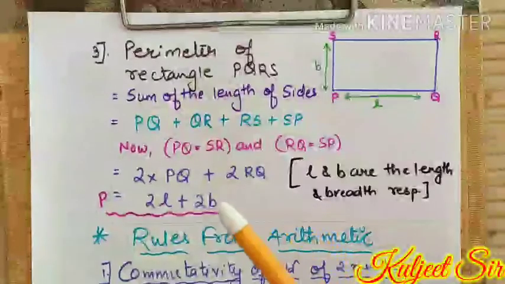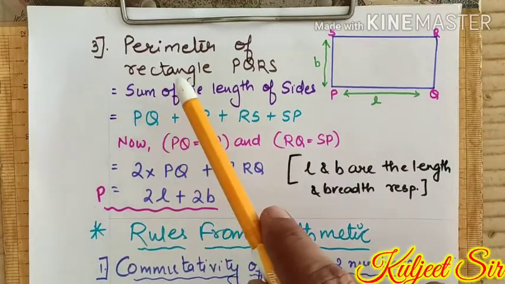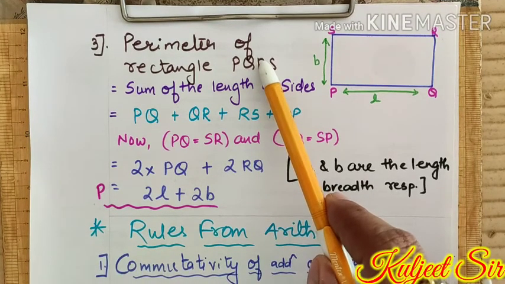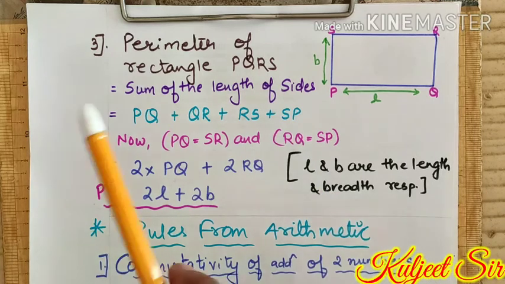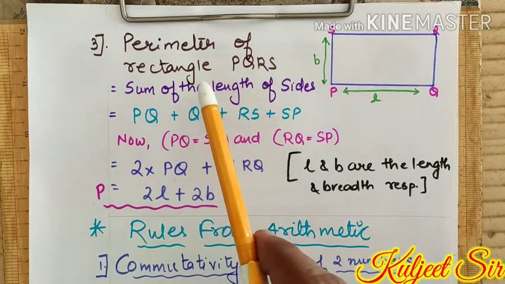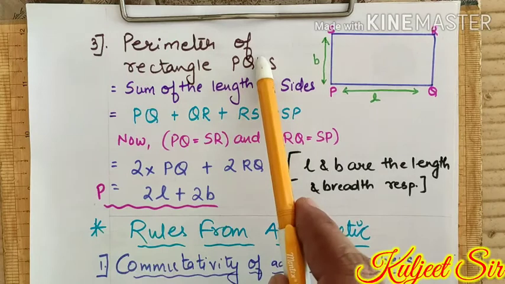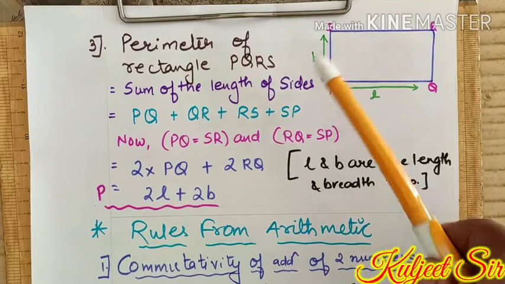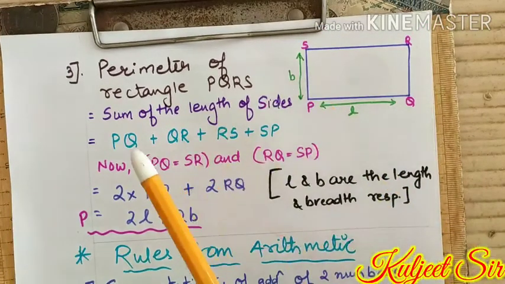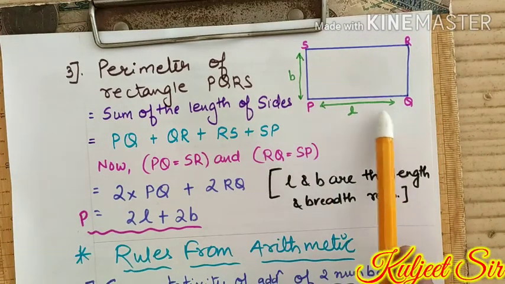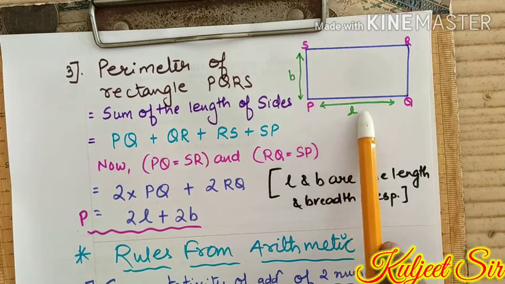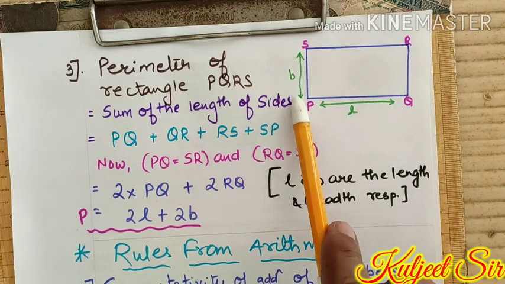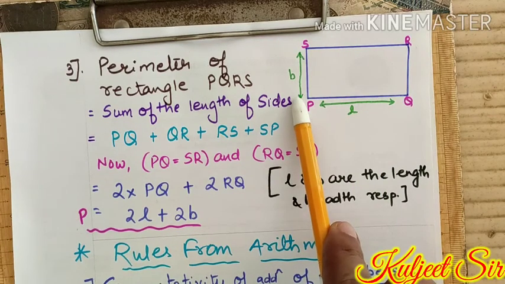Okay, the third topic. Earlier, we discussed the formula to find out the perimeter of a square, and the area of a square. So today we'll go further with the perimeter of a rectangle. You can see this is a rectangle P, Q, R and S. We'll be finding out the perimeter of this rectangle PQRS. As you can see over here, I mentioned this as the length, L, and this is B, which is the breadth.